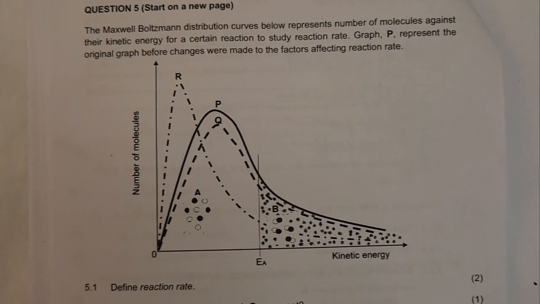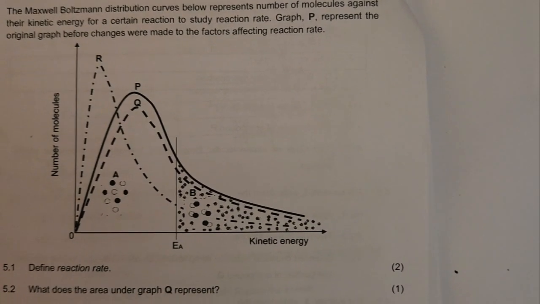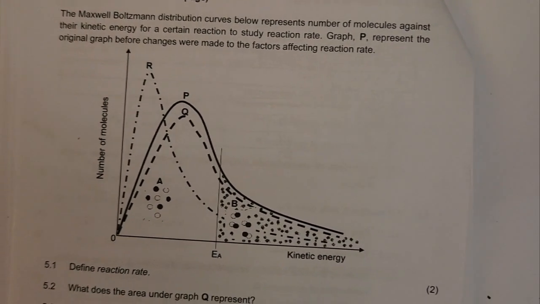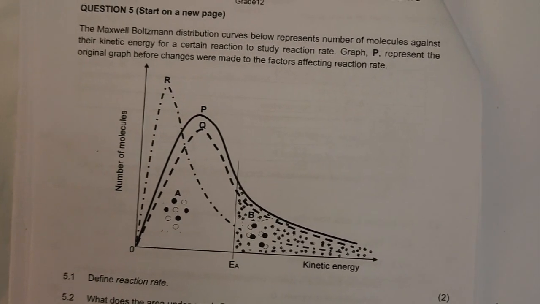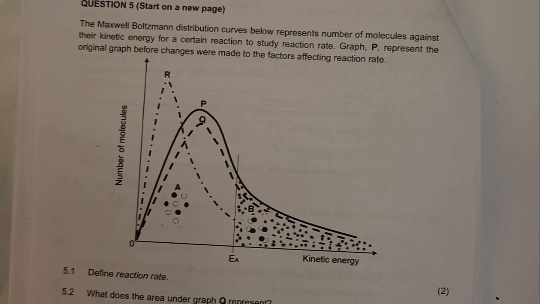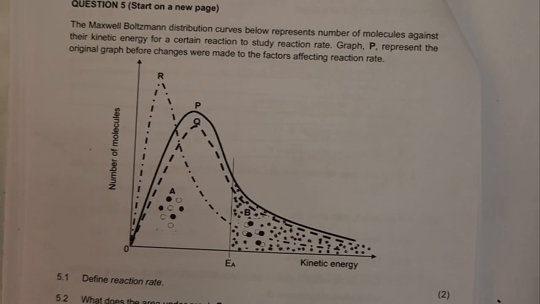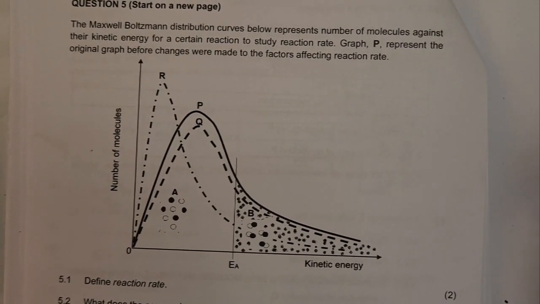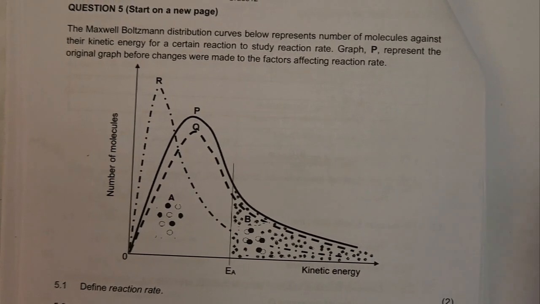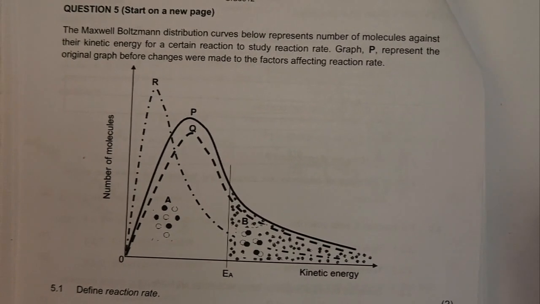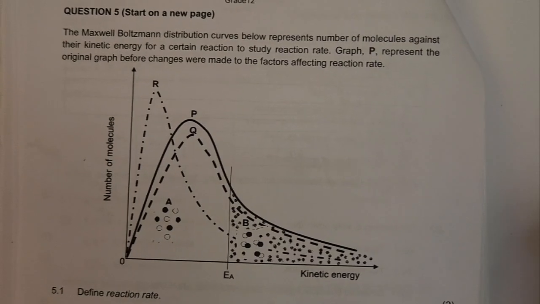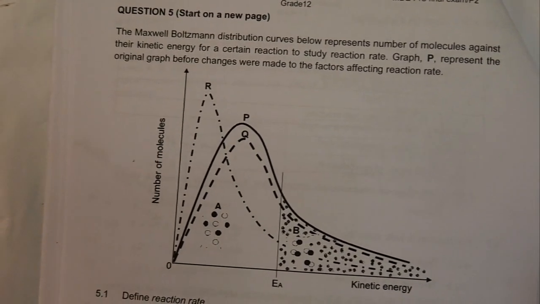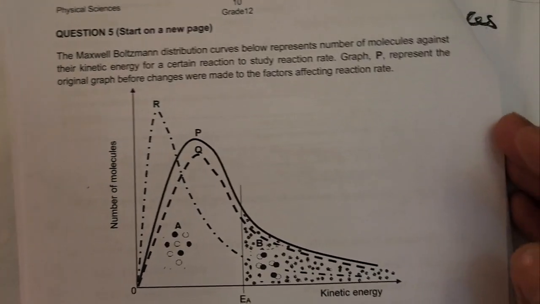Now we are given this Maxwell-Boltzmann distribution curve from the 2 scientists, remember. One was the implementer, which is your Boltzmann. The other one was the initiator. The Maxwell-Boltzmann distribution curve below represents the number of molecules against their kinetic energy for a certain reaction to study reaction rate. Graph P represents the original graph before the changes were made to the factors affecting the reaction rate.